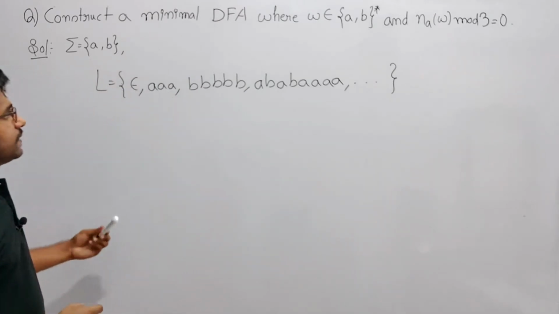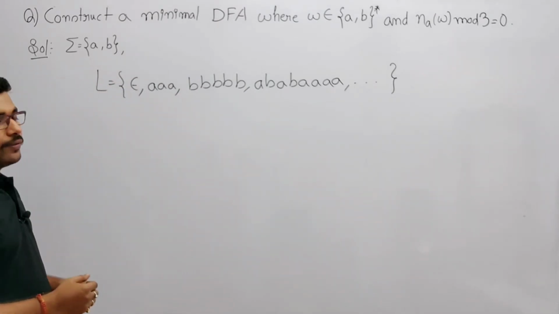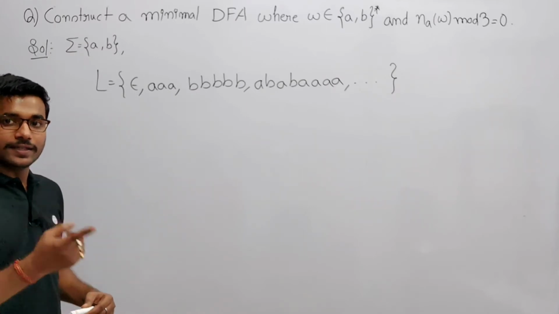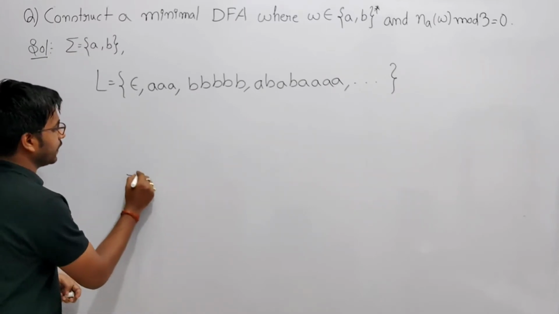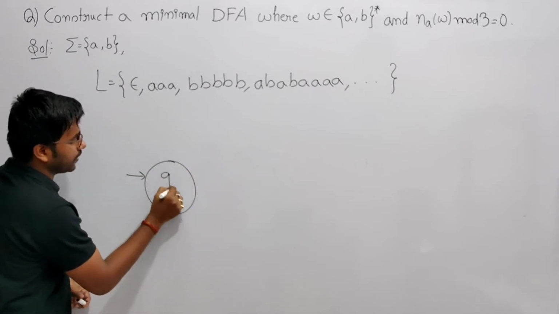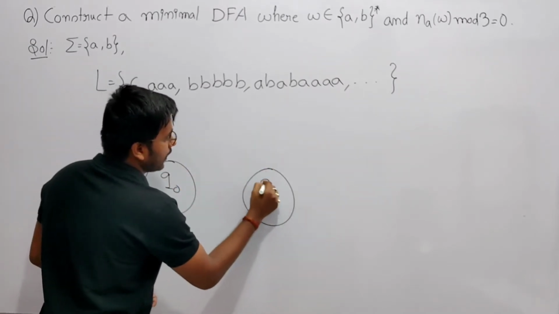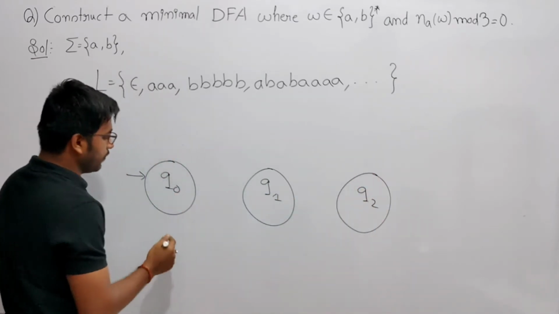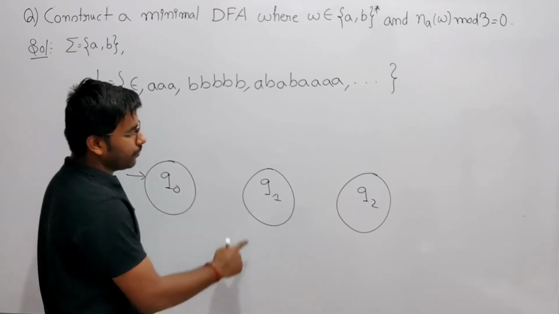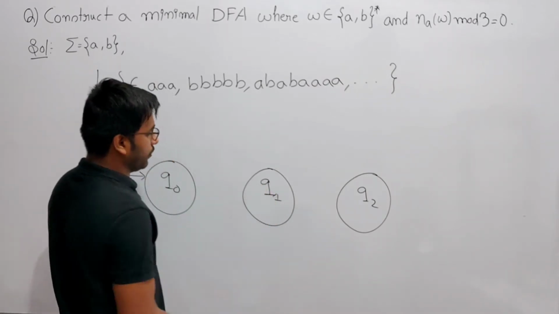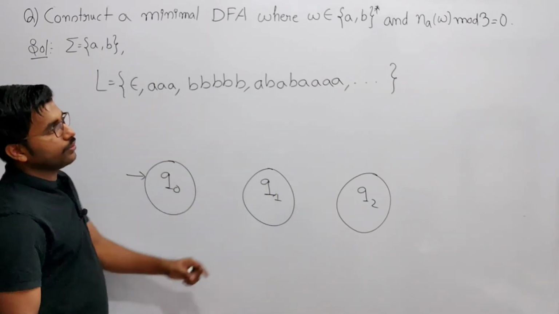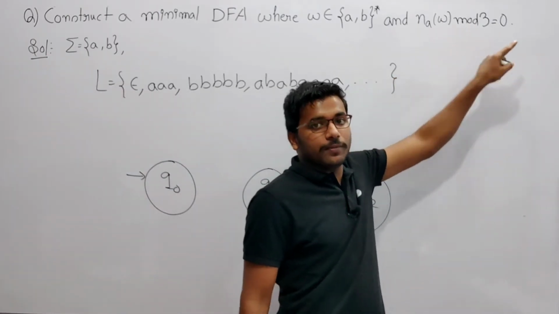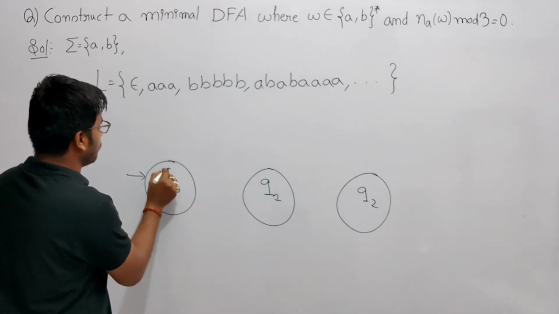So for this language we have to construct a minimal DFA. Since we are dividing by 3, we will require 3 states. One state will indicate that the remainder is 0, another state will indicate that the remainder is 1, and another state will indicate that the remainder is 2. So Q0 indicates remainder 0, Q1 indicates remainder 1, Q2 indicates remainder 2. I need to accept when the remainder is 0. When you divide the number of a by 3, you should get remainder 0. So I will make this state the final state.